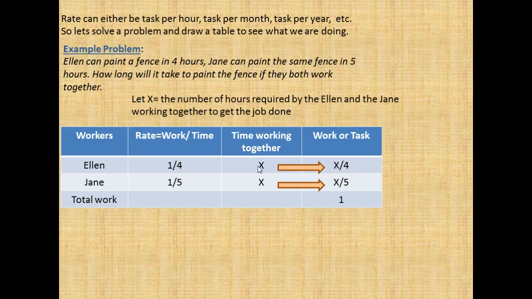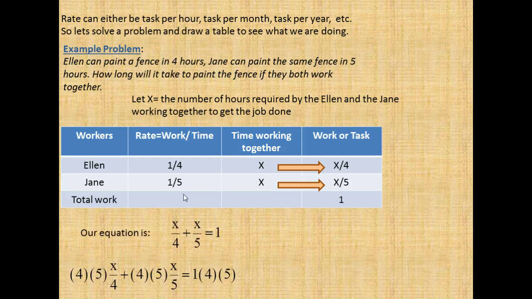Okay. So X times 1/4 is X over 4. X times 1/5 is X over 5. Okay. So we can now write our equation out here, work. And our equation is X over 4 plus X over 5 is equal to 1. One task. Okay.